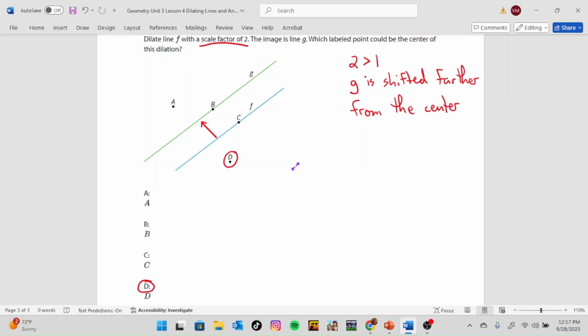Remember that when you have a scale factor, if it is a fraction between 0 and 1, then it shifts closer to the center. If it is 1, then it shifts nowhere. It stays the same. And if it's bigger than 1, it shifts away from the center. That's how we know it must be D, because for the line to go from the blue line to the green one, it must be shifting away from something in the bottom right, and D is the only point down in the bottom right.